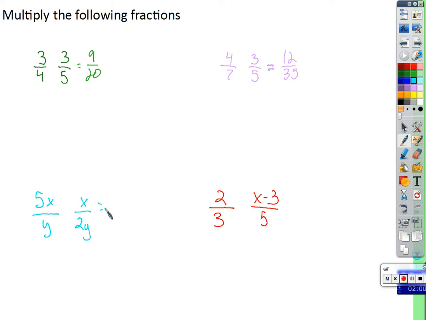Now, 5x squared over 2y squared. Wait, can you have a square in the denominator or something? Oh, I think what you're thinking of is not a matter of can and can't, but of preference. What you're thinking of is square roots, not having square roots in the denominator. We'll leave that for later. We don't want those in the denominator, not because it's wrong, but because it's our preference as mathematicians.